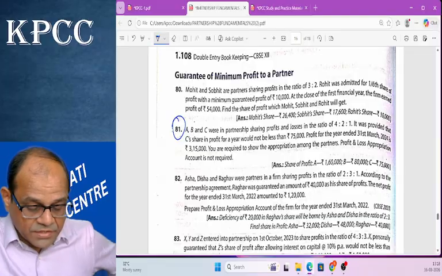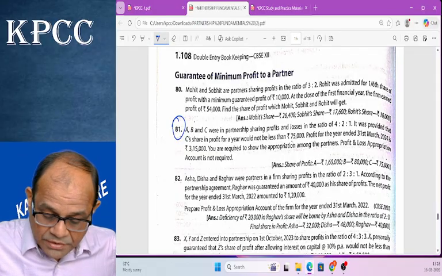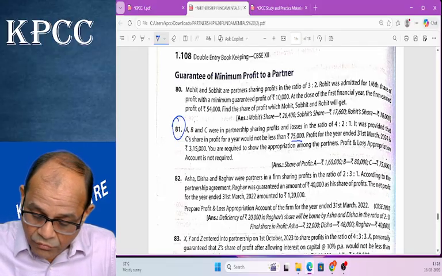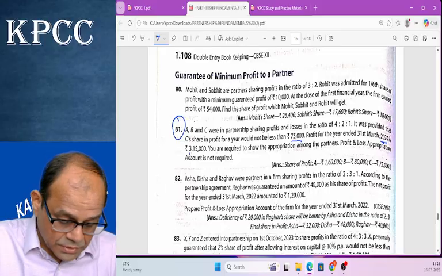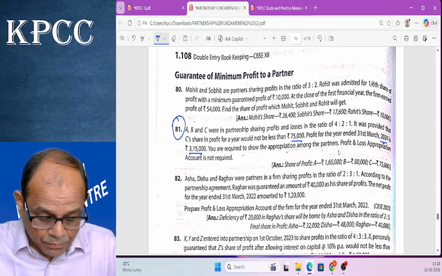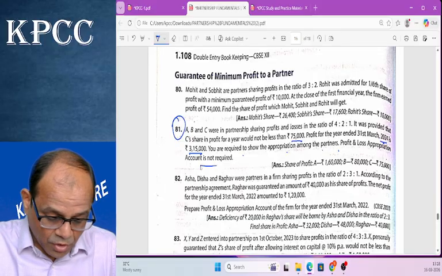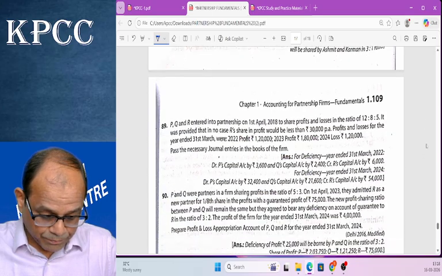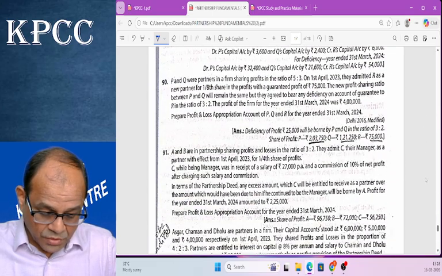It was provided that C's share of profit for a year would not be less than 75,000. Profit for the year ended 31st March 2024 is rupees 3,15,000. You are required to show the appropriation among the partners. No, is profit and loss account not required? Wait, we will take up this good sum. Yes, we'll take up this.